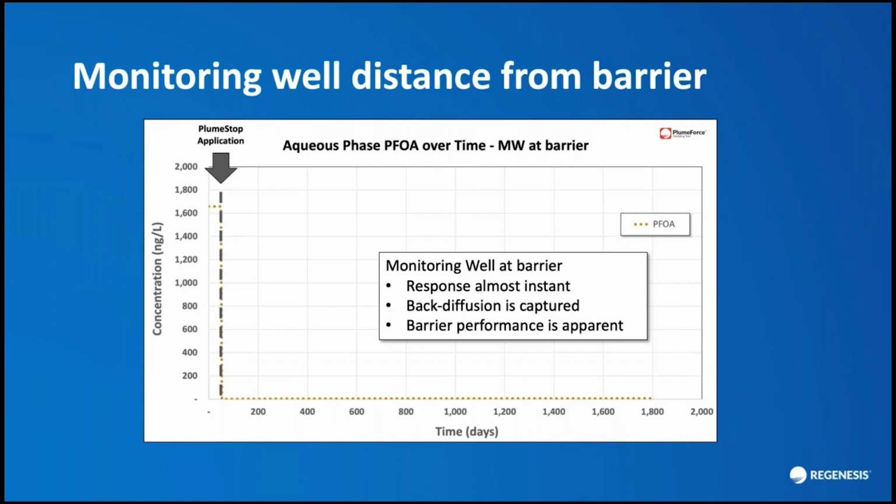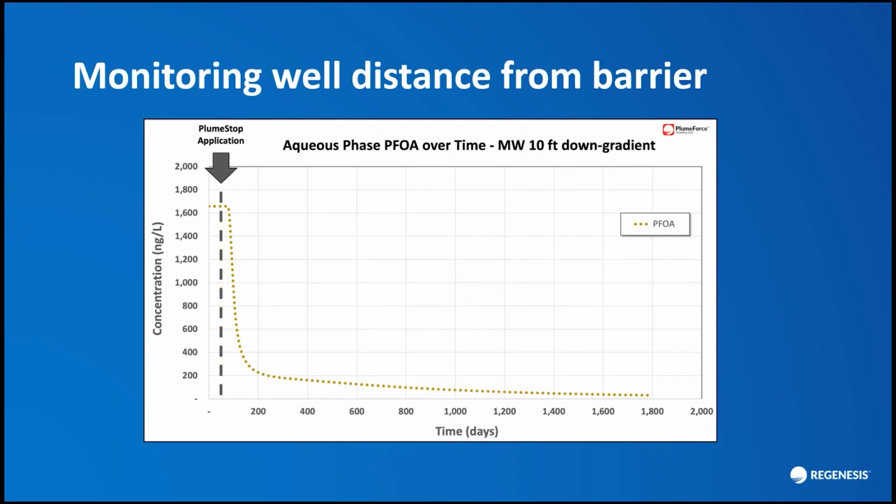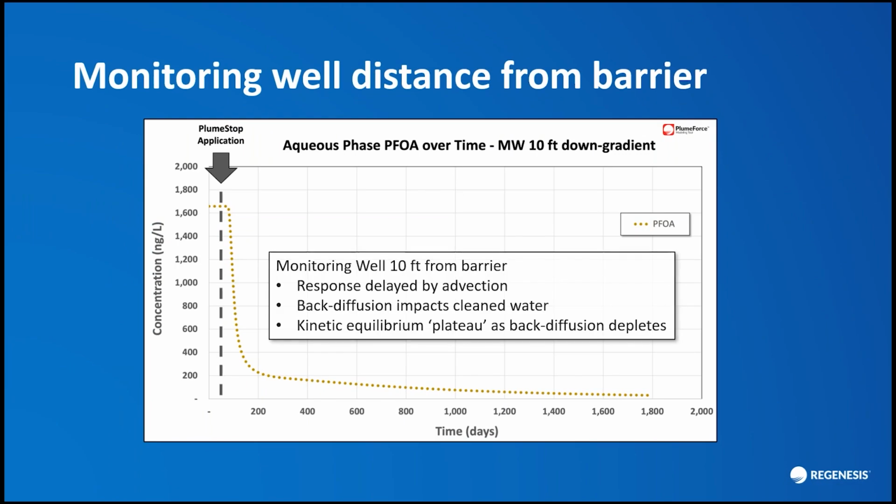It's always good to have a monitoring well at this location for confirmation purposes, even if the formal project compliance point is down gradient. So now we're at the second well of the set of 3, and this time we're 10 feet down gradient from the barrier, and we can immediately see a difference. There is a slight lag.